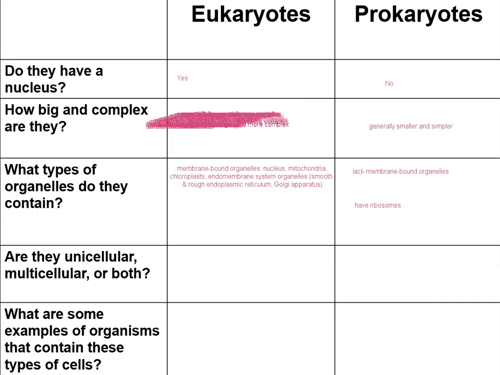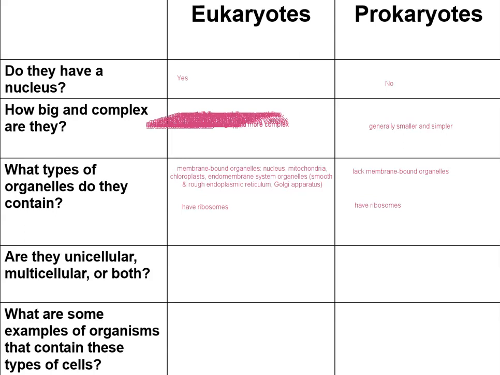So prokaryotes at a minimum have ribosomes. And so do eukaryotes. All cells must have ribosomes. So at a minimum, we're going to have ribosomes. Okay, so let's move on. We'll get into more detail with the organelles when we study those specifically in the next lesson.